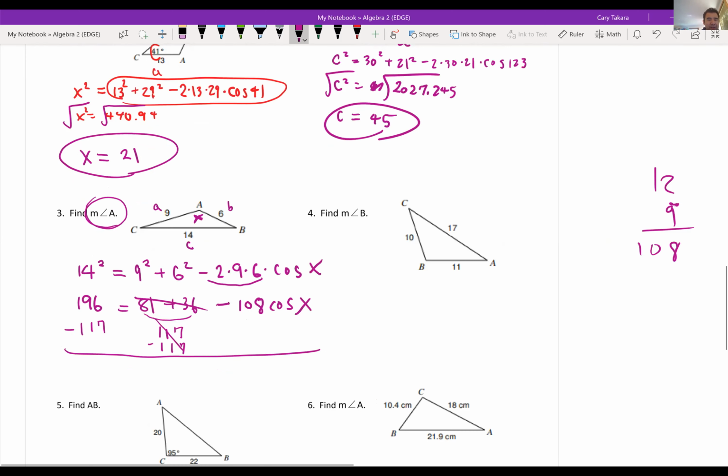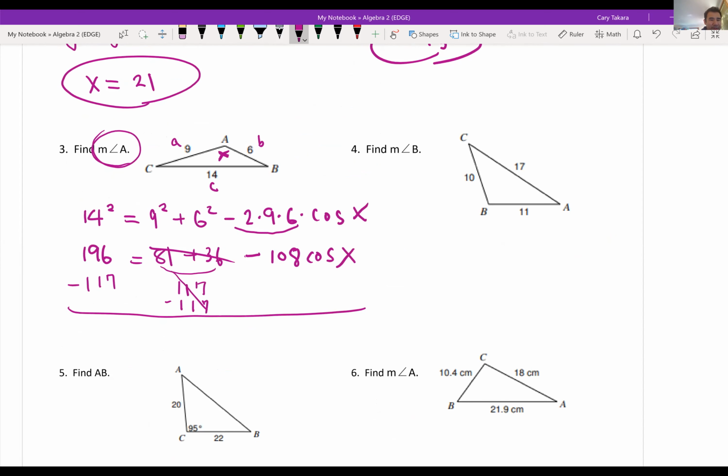Running out of room here. So that will be -79 equals -108 cosine of x. You see that? That's what you're going to do exactly on your own, okay? Now, what's next?